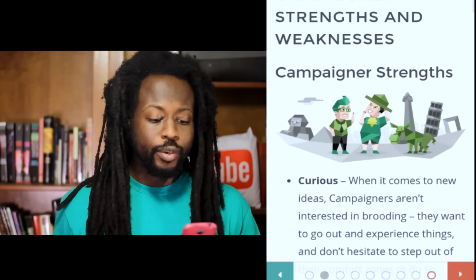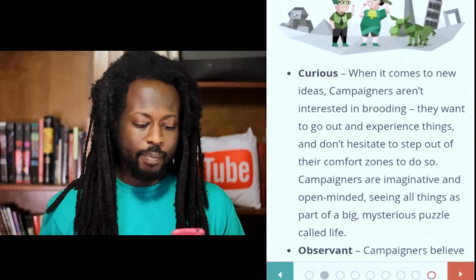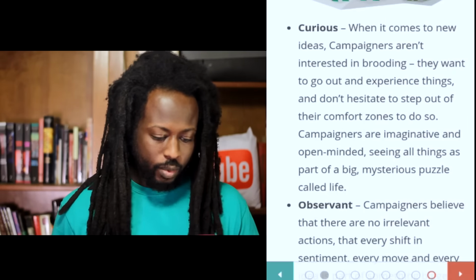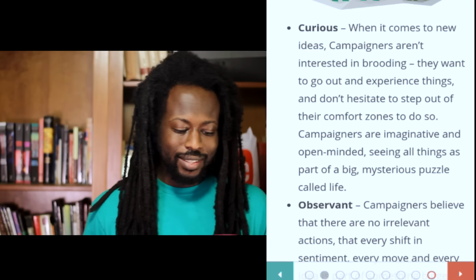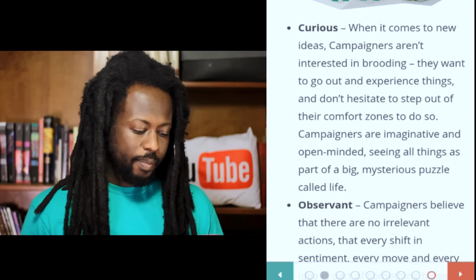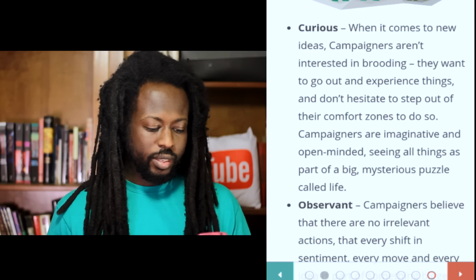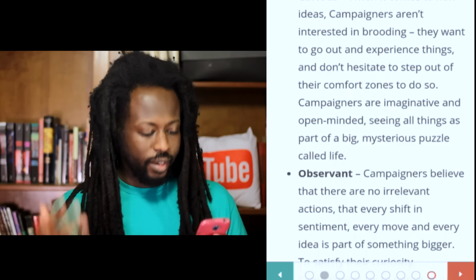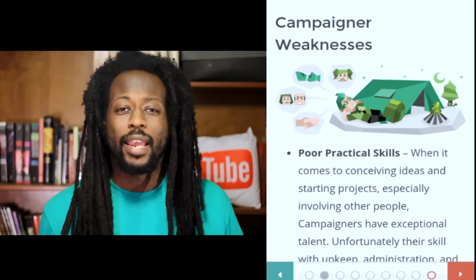So let me look at that. Campaigner strengths. Curious. When it comes to new ideas, campaigners aren't interested in brooding. They want to go out and experience things and don't hesitate to step out of their comfort zones to do so. Campaigners are imaginative and open-minded, seeing all things as part of a big, mysterious puzzle called life. That is kind of true about me. Sometimes I'm hesitant to step out of my comfort zone, but it's definitely a thing that I've been doing more than I ever have. Campaigner weaknesses.